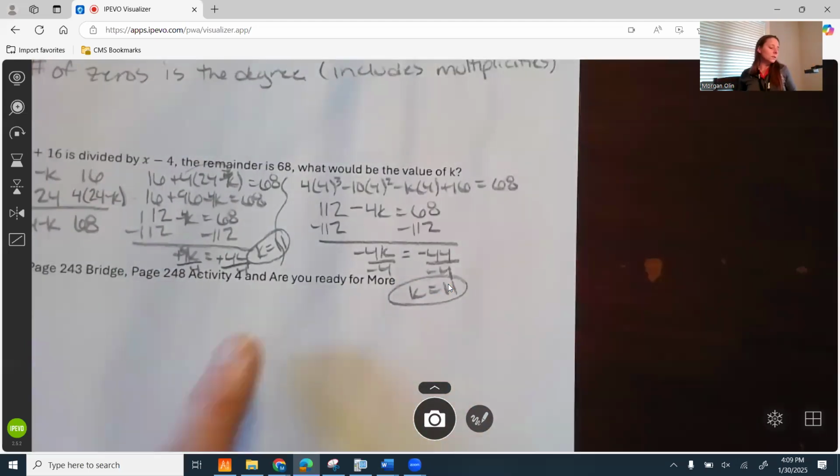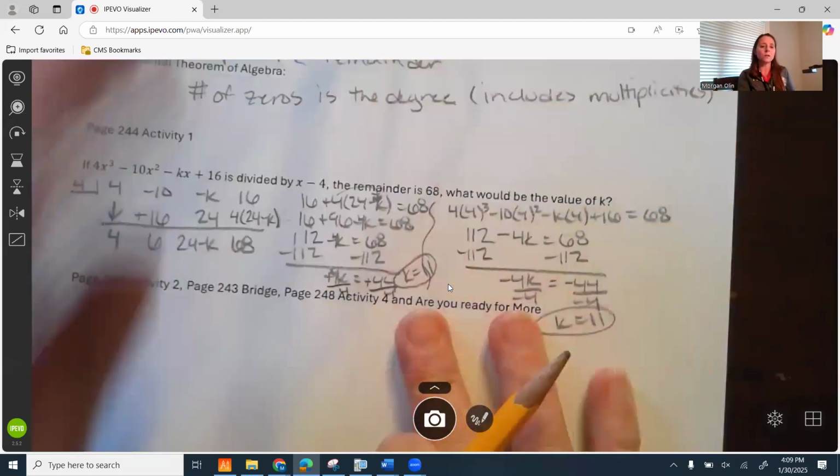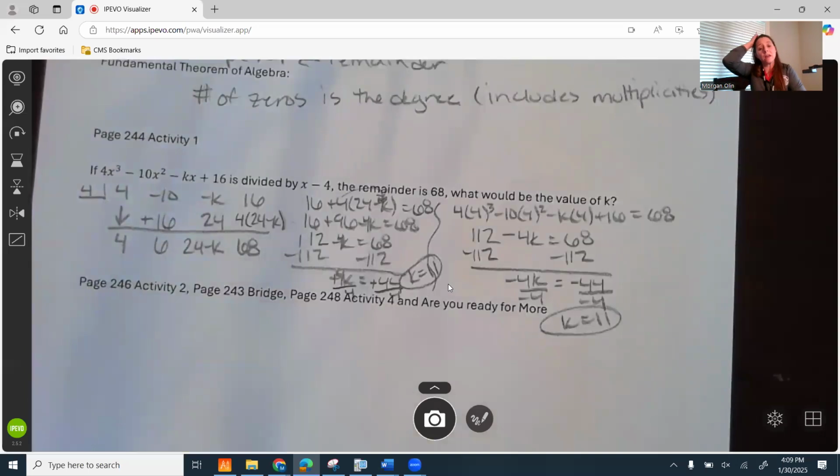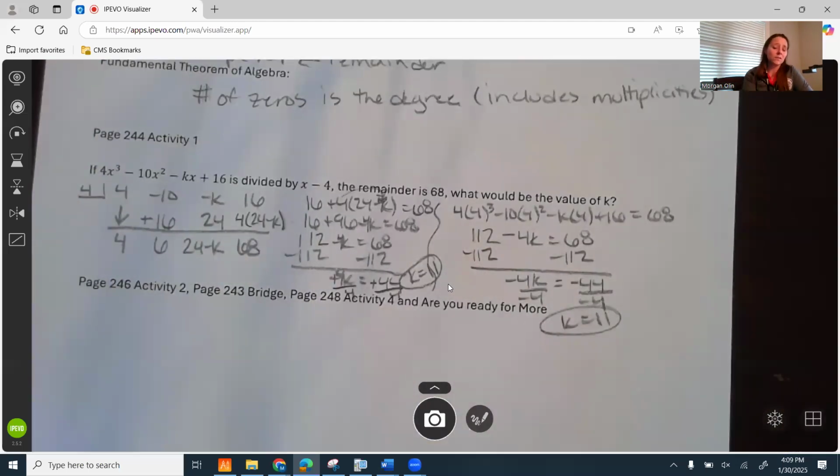So this one's a little bit simpler method. It's a little less math involved, but I do understand some of you understand the synthetic division better, instead of synthetic substitution. But realize when you plug that number in the box, it comes out as the remainder, so you can solve for that variable.